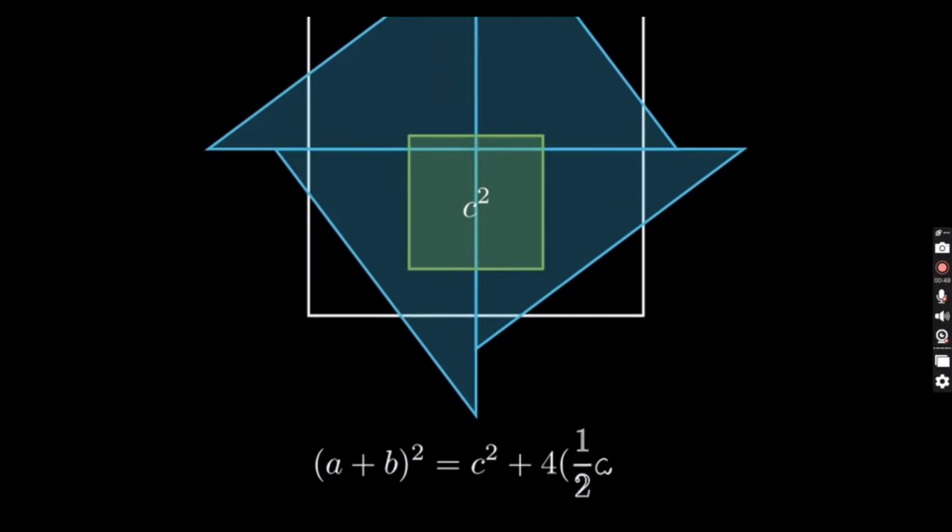The area of the large square can be calculated in 2 ways. First, it's simply a plus b squared. Second, it's the area of the center square c squared, plus the areas of the 4 triangles.